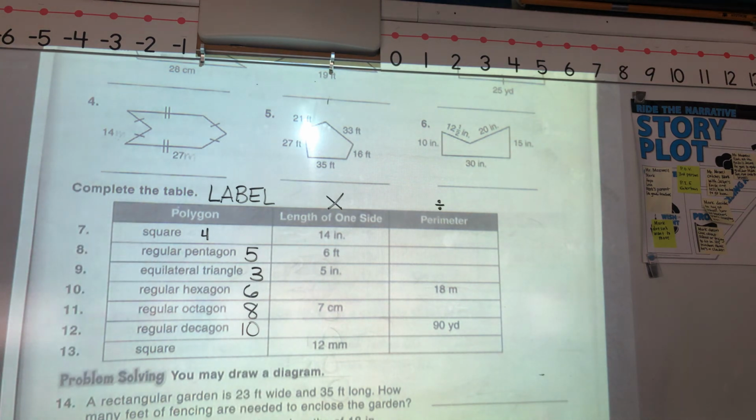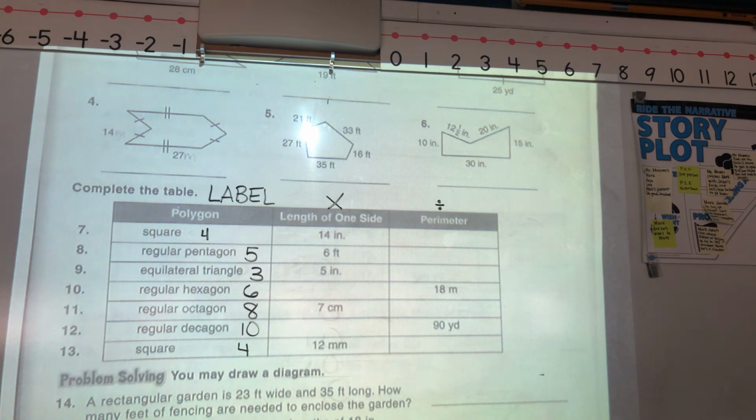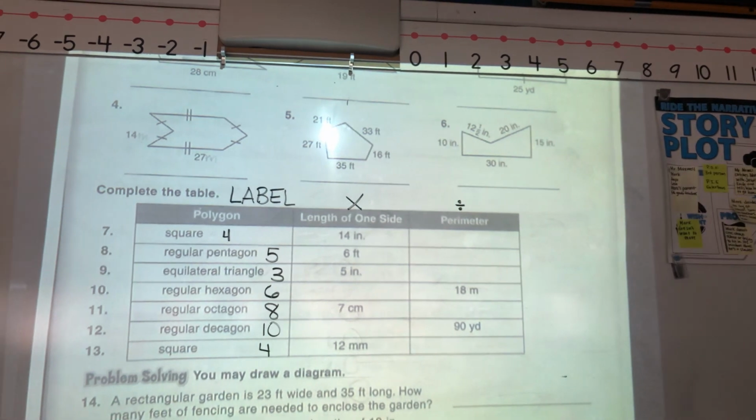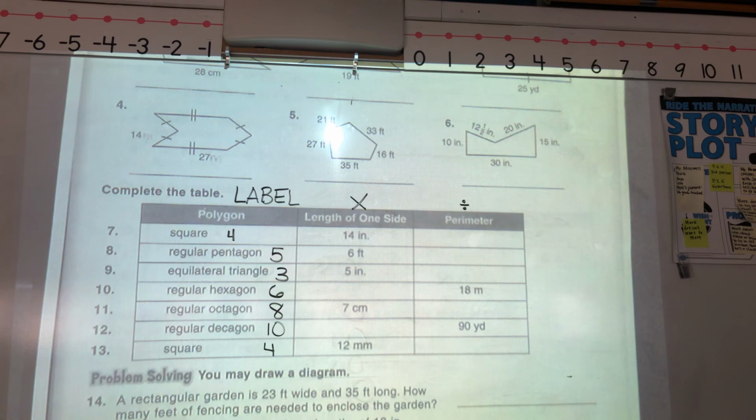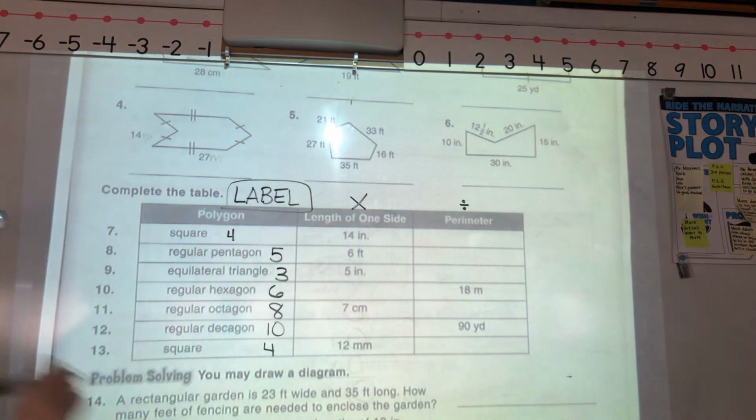And finally we're back to a square again, so I'm going to put 4 there. If you have the length, you're multiplying the length by how many sides. If you have the perimeter, you're dividing the perimeter by how many sides. And I wrote in big letters up here, label. We have to label all these. When we do perimeter, guys, we label. And make sure it's the correct label. You're using the label that's right there. We're not going to make up some label. Use the label that's right there.